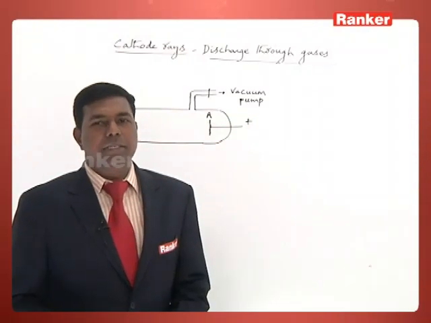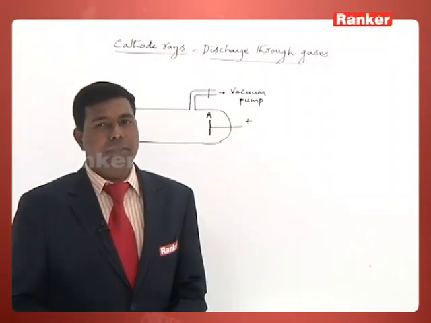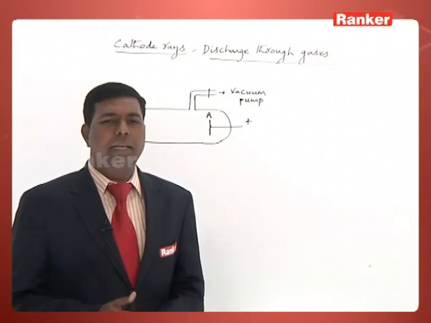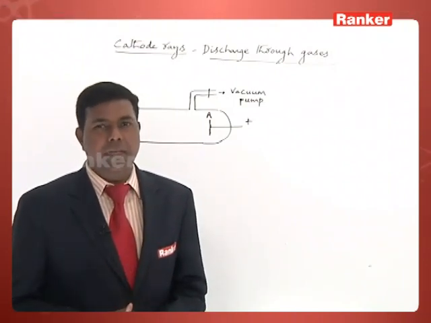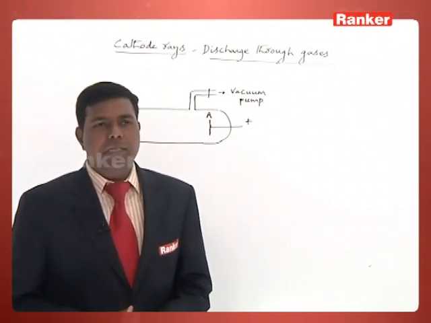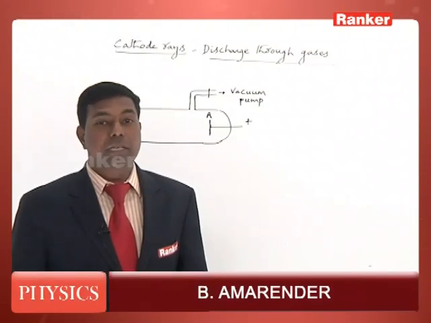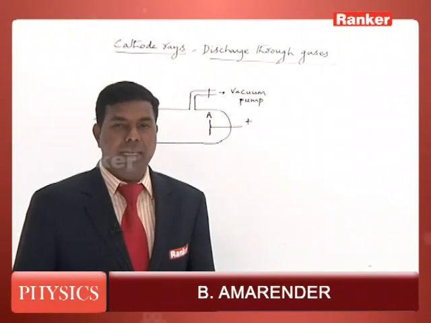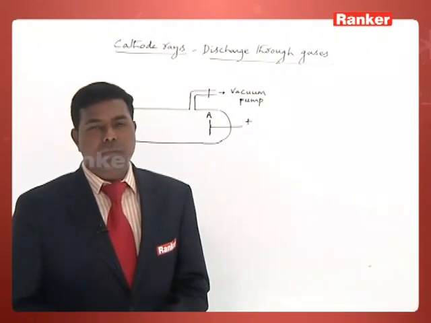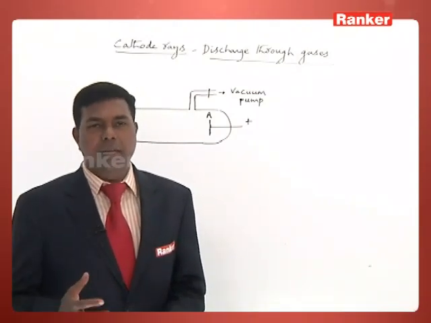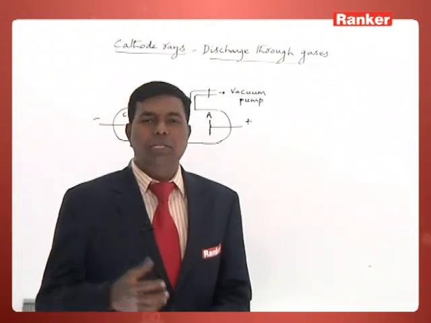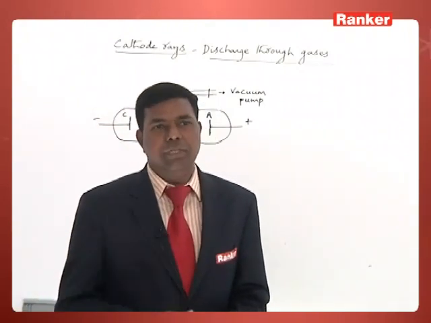Under normal conditions, gases do not discharge through them, that is, electric current does not pass through gases under normal conditions. But when the pressure is very low and when the applied potential is very large, then gases conduct electric current. So, the discharge of gases can be observed using a glass tube, which we call a discharge tube.